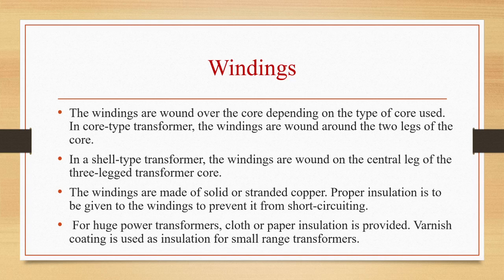Windings are made up of solid or stranded copper. Proper insulation is given to the windings to prevent short circuiting. For huge power transformers, cloth or paper insulation is provided. Varnish coating will be used as insulation for small range transformers.